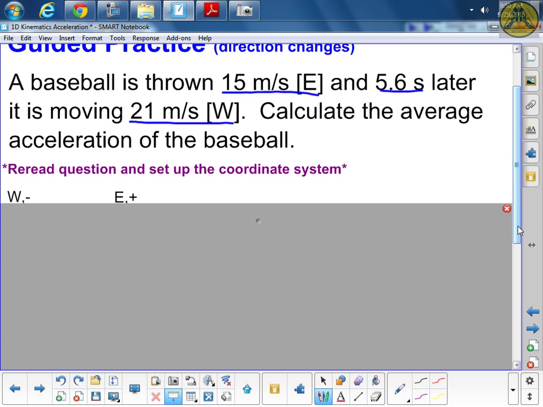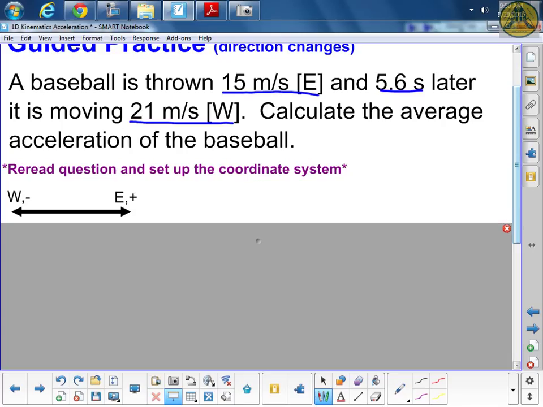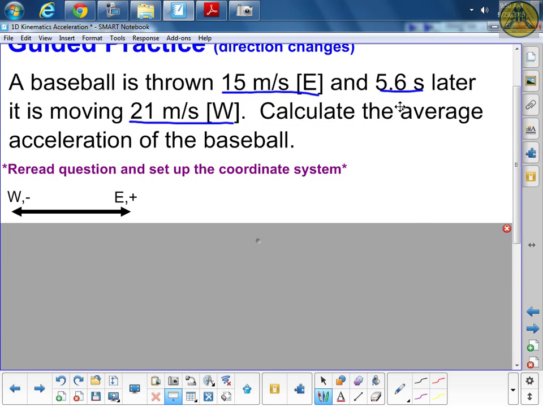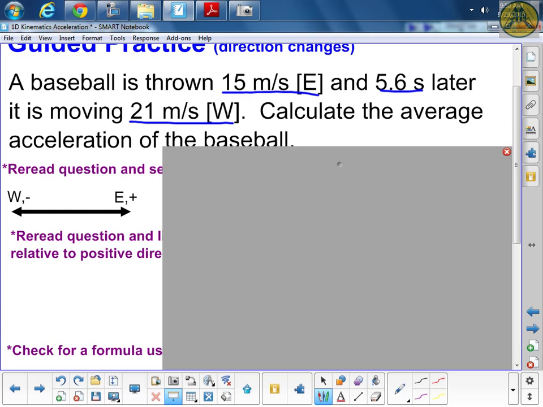Very important now to have your coordinate system. What are you going to write down as positive and what are you going to write down as negative values? And to be consistent, I will always use east as positive, west as negative. So up is positive, down is negative. There's nothing changing that way.